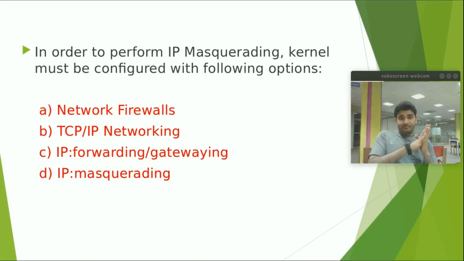So now moving on, when you want to do IP masquerading on a system, your kernel must be configured with the following options. Number one, you have to have network firewalls enabled. Number two, you have to have TCP/IP networking enabled. And number three, you have to have IP forwarding and gatewaying enabled. It is obvious: if it is not enabled, how are you going to make a system a gateway? It is impossible. Number four, the option that has to be enabled is IP masquerading.